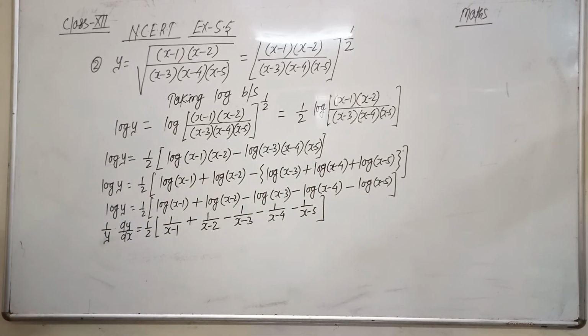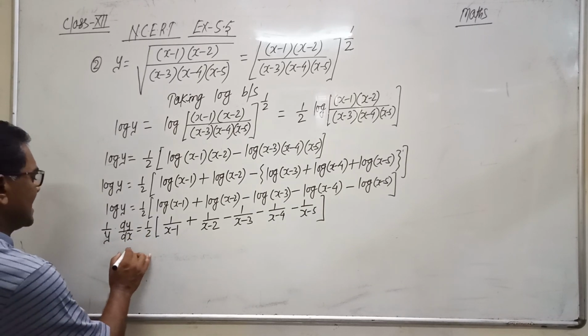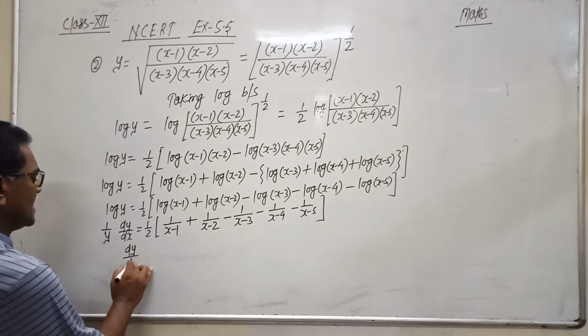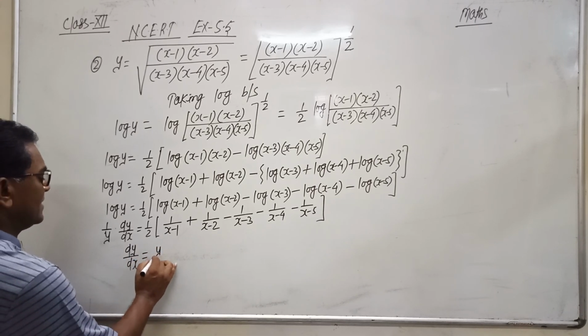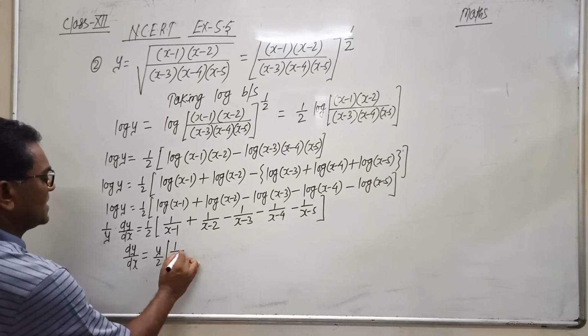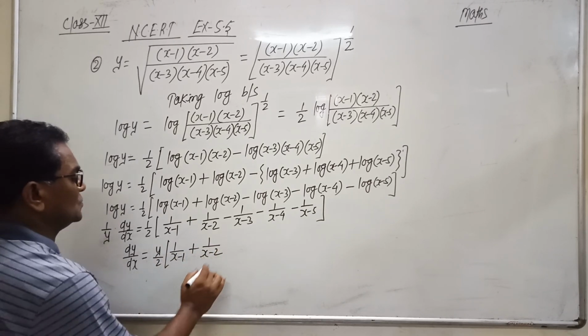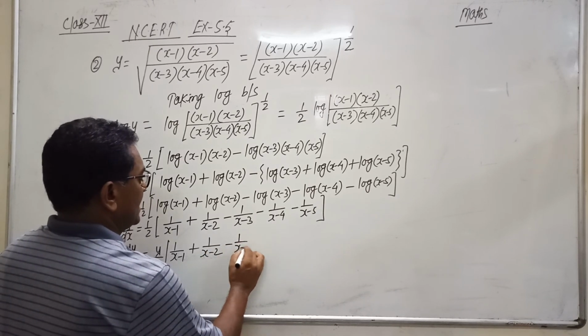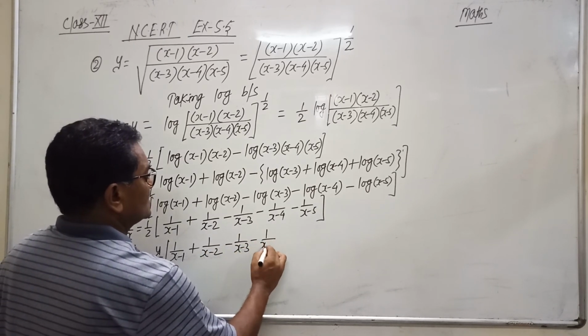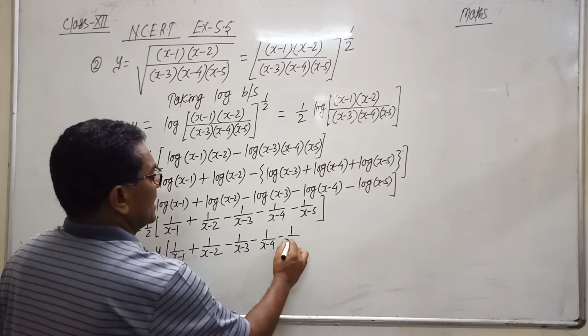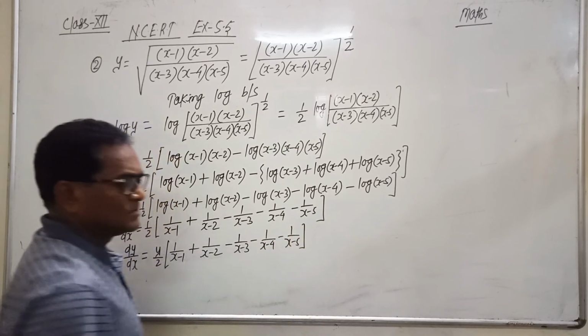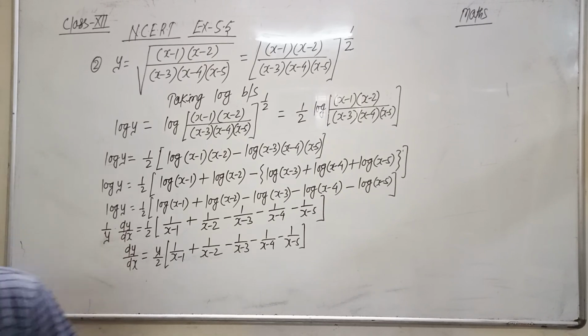Now we will shift the value of y. We shift y to the right side. So this becomes dy by dx equals y by 2 times (1 by x minus 1 plus 1 by x minus 2 minus 1 by x minus 3 minus 1 by x minus 4 minus 1 by x minus 5). And in the very last we will put the value of y.